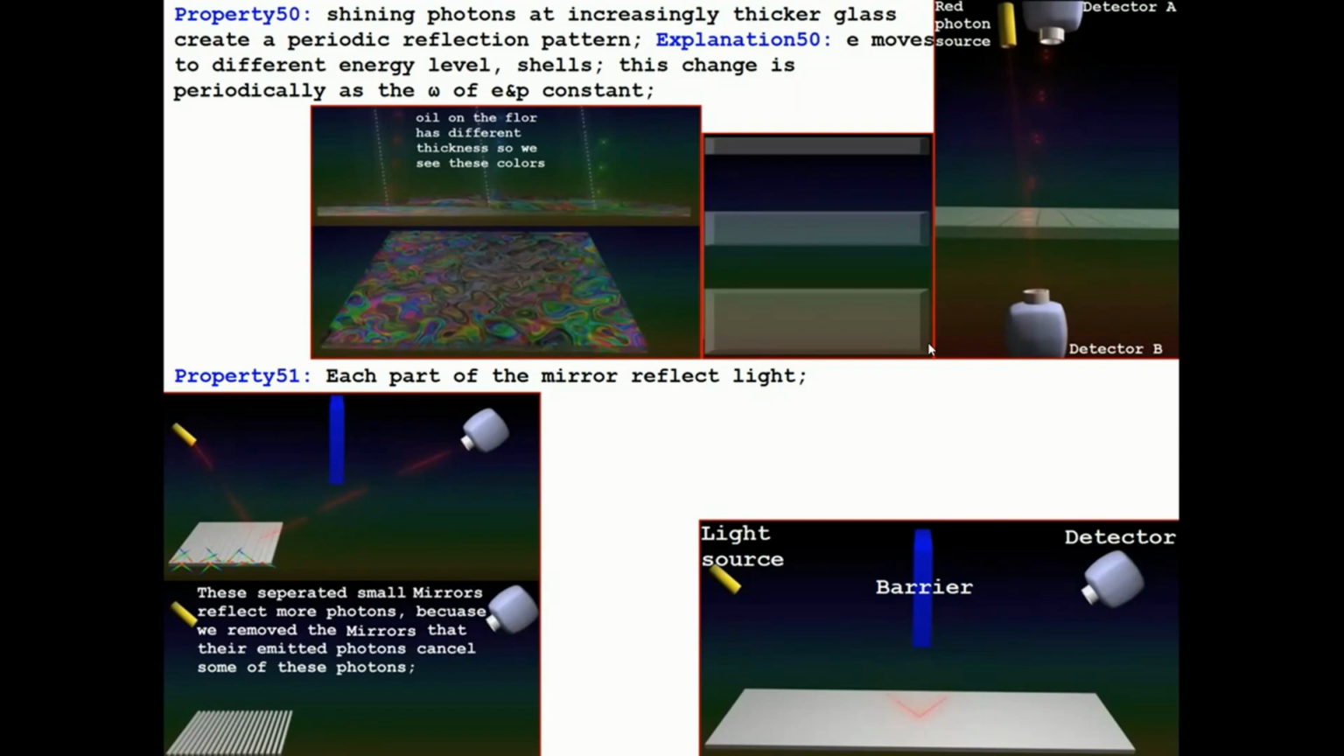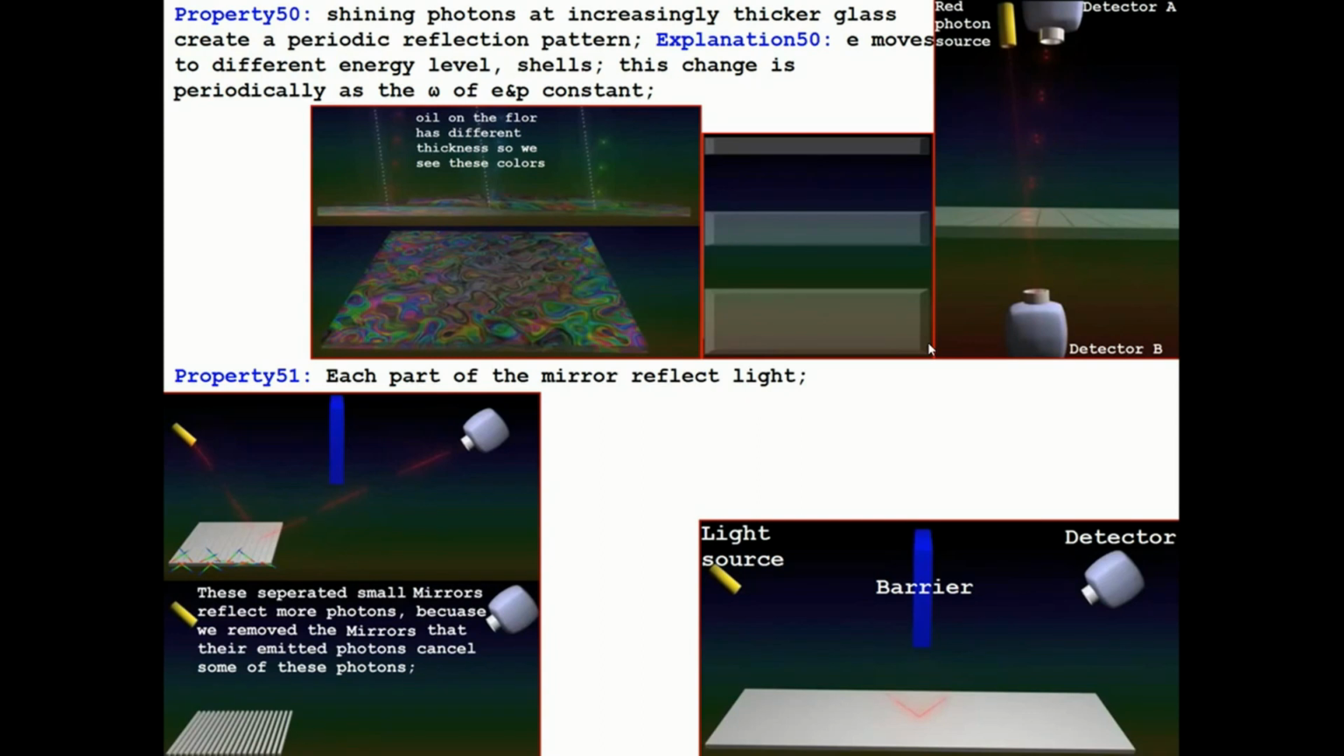If we shine photons at increasingly thicker and thicker glass, the percent of reflected photons creates a periodic pattern. In other words, if for one thin glass the reflection was 0%, when we add one more glass, we get 1% reflected photons, and when we add another glass, we get 2% reflected photons. When we add another glass, we get 3% reflected photons, until 16% reflected photons, which we get when we add 16 thin glasses.